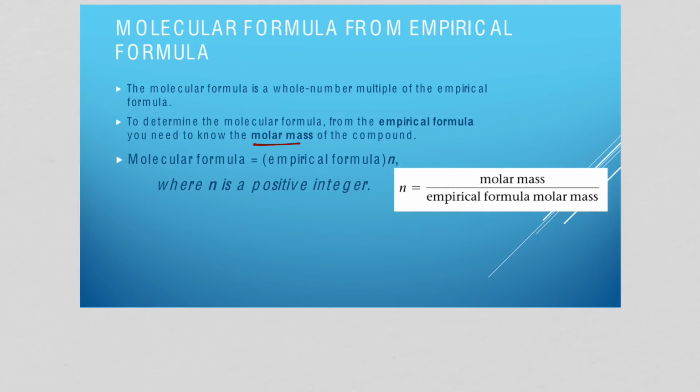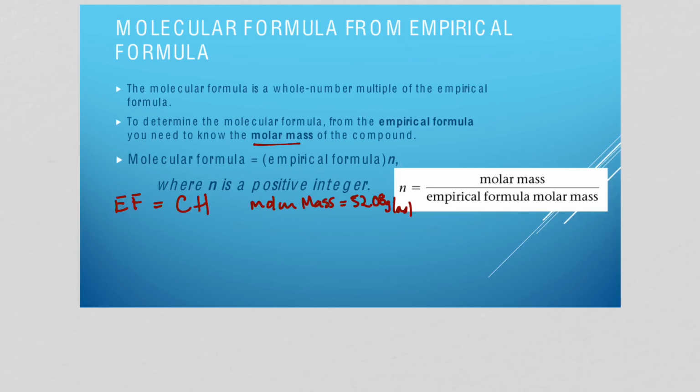So let's take an example. Let's say that I did a problem and I figured out that my empirical formula was CH. And I was told now that the molar mass of this compound equals 52.08 grams per mole. Okay. So to figure out what the multiplier is, I need the molar mass divided by the empirical formula molar mass. So the molar mass here is the 52.08.